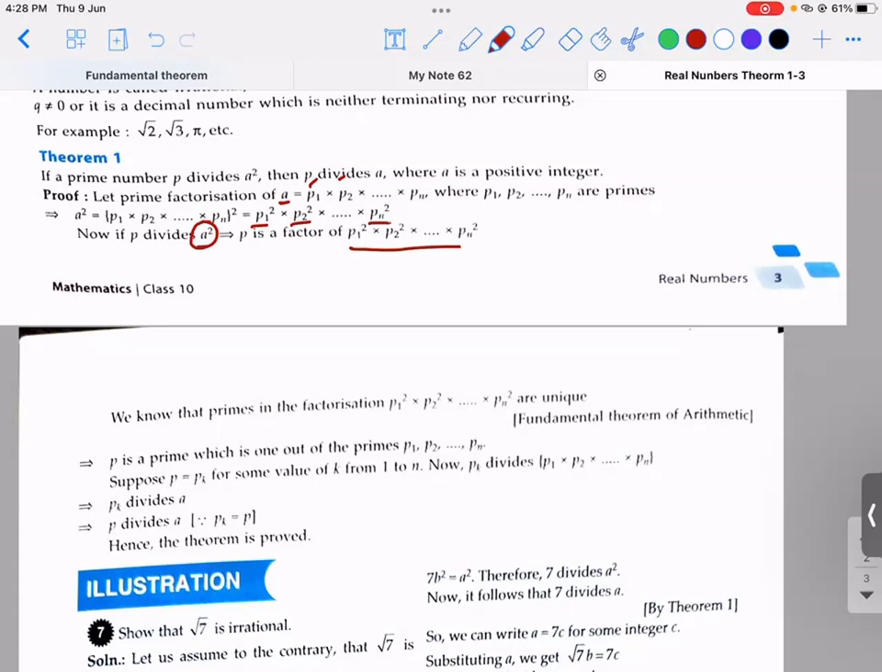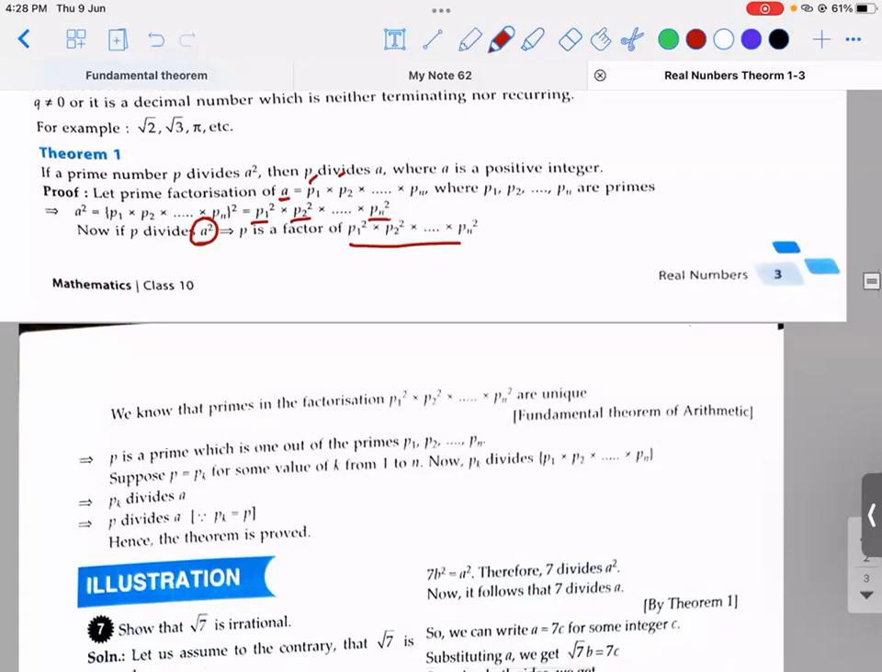Okay, so I'll start it again. What did we say? We are trying to prove that p is a factor of a. So let the prime factorization of a be p1, p2, and so on till pn. Can you please write it down step by step? What is the first step? Can you please write down the statement also? Whatever statement is given there, please write it down.